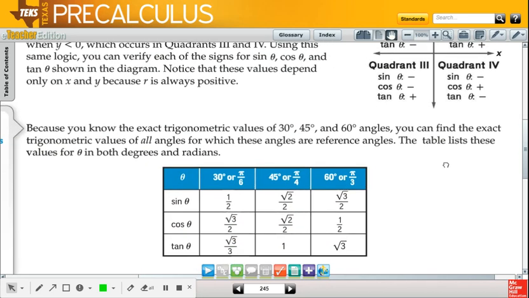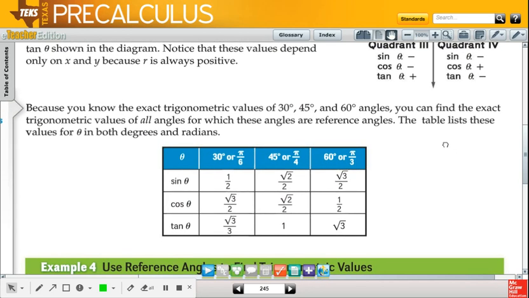Now moving to the last part. Because you know the exact trigonometric values of 30 degrees, 45 degrees, and 60 degrees angles, you can find the exact trigonometric values of all angles for which these angles are reference angles. The table lists these values of theta in both degrees and radians. Now, in our first video for 4.3, I showed you how to memorize in order to find exact values of sine and cosine of 0, 30, 45, 60, and 90 degrees.